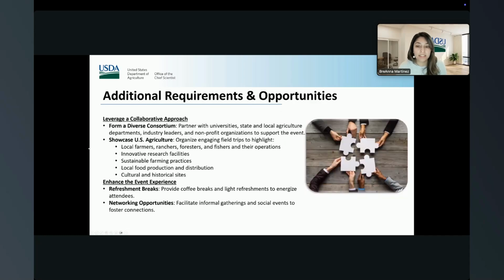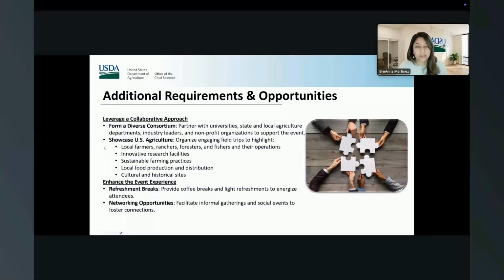So, additional requirements and opportunities. We want to leverage a collaborative approach here. So form a diverse consortium, partner with universities, state and local agricultural departments, industry leaders, and nonprofit organizations to support the event.